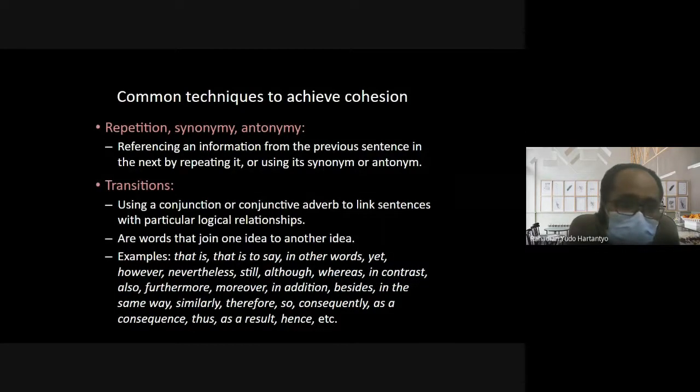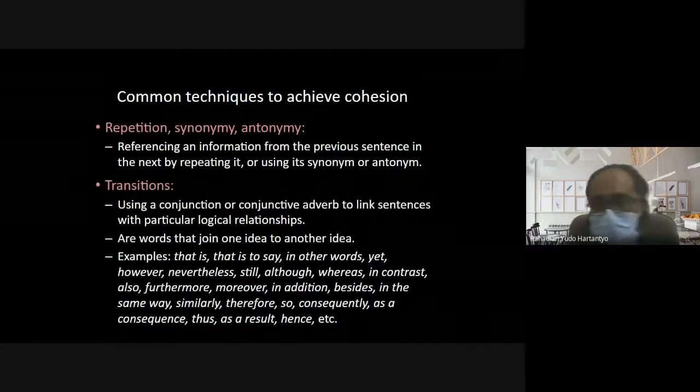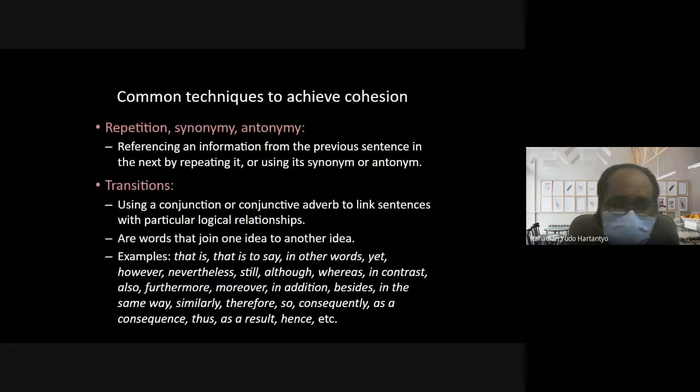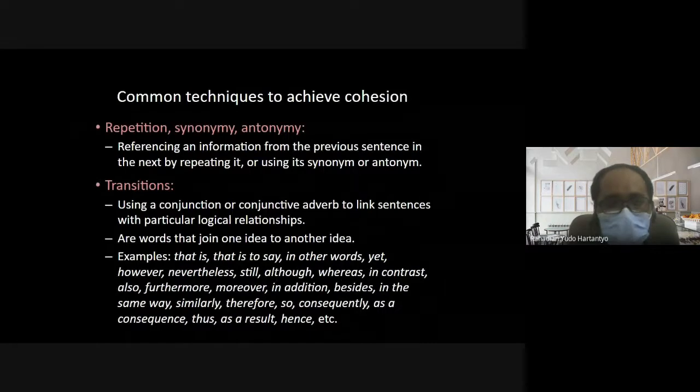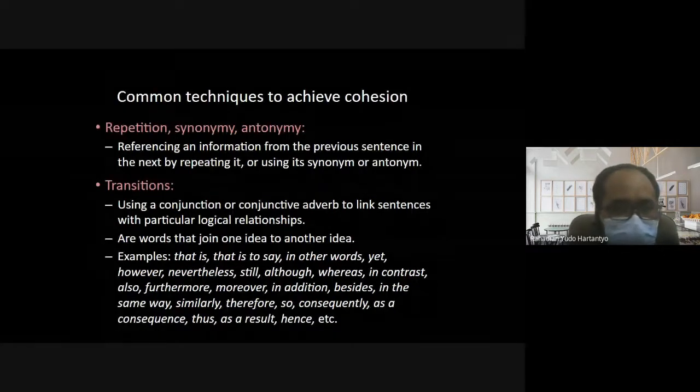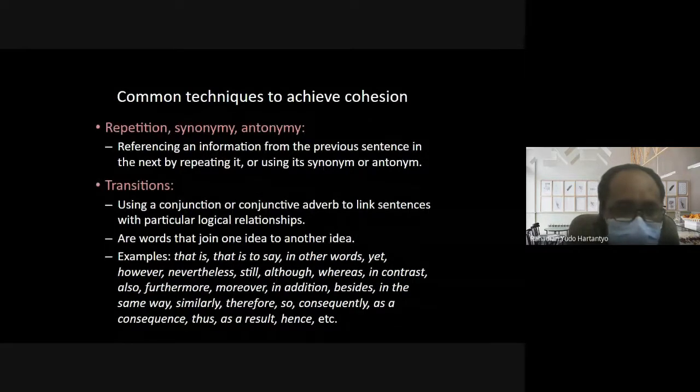For example, that is to say, in other words, yet, however. However is our weapon in our scientific article. In the introduction, it's used pretty much in many sentences. Furthermore, moreover, in addition, besides, in the same way, similarly, therefore, so, consequently, and many others. You can use these to make your paragraph flow more, more cohesive.